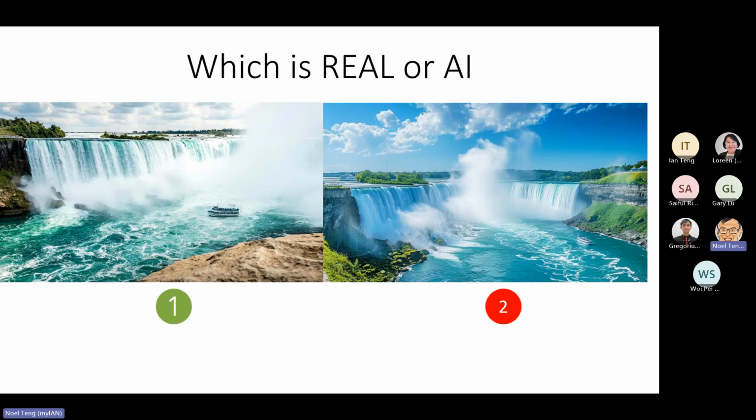One or two? Both is AI. Okay, no, there's one is real. So try again. Which one is real? Which one is AI? First one is real, I think. First one is real. Okay. One says one is real. How about the rest?